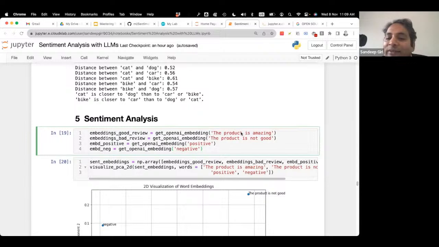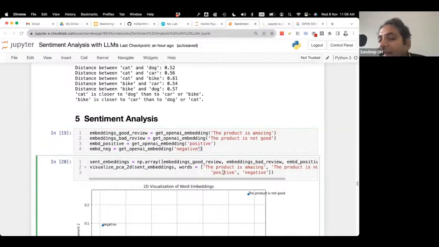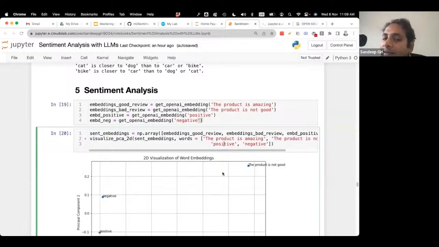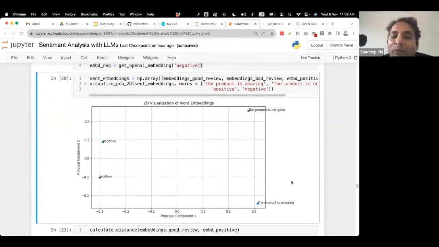Okay. Let's say this is one review. The other review is product is not good. What we're going to do is we take each review, find the distance from positive and negative, and then say whether it's a negative review or not. Okay. Sounds like a very hacky solution, but it actually works. This is called zero-shot sentiment analysis using LLM.